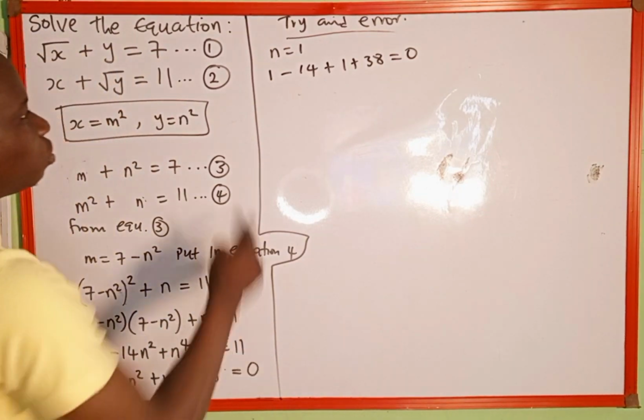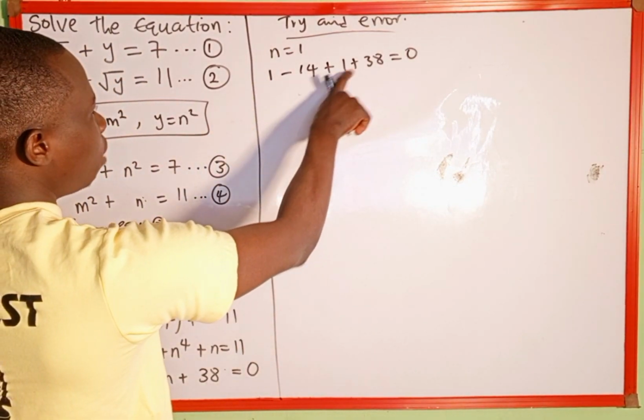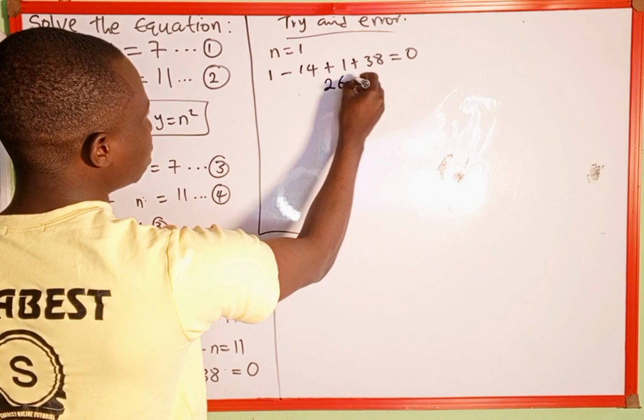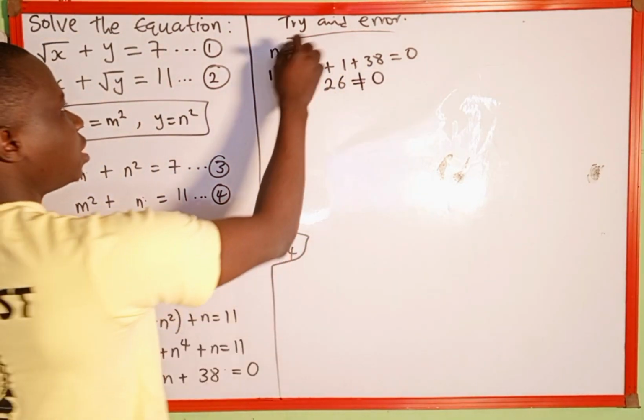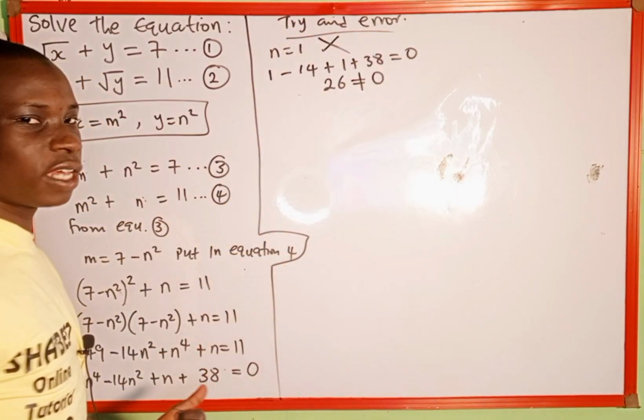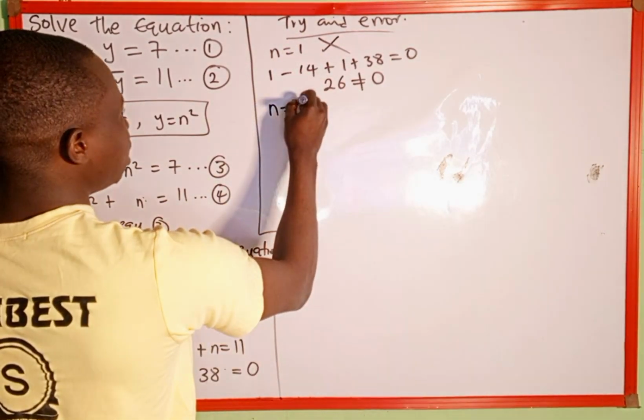Now, what are we going to do? We check 1 minus 14 plus 1 plus 38 is going to give us 26. And 26 is not the same as the right answer. That means n is equal to 1 did not satisfy this equation. So let's try n is equal to 2.